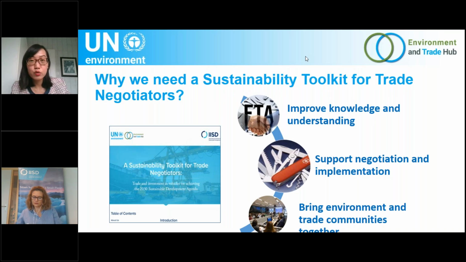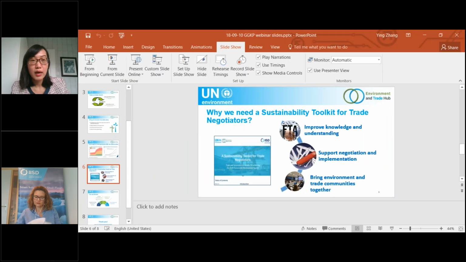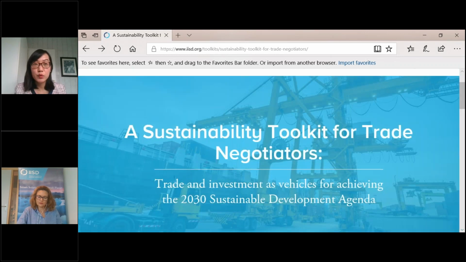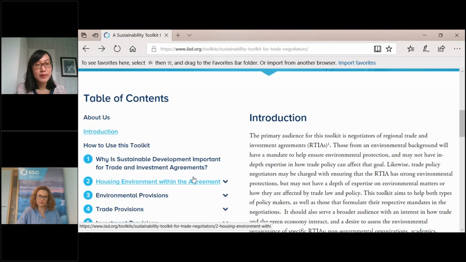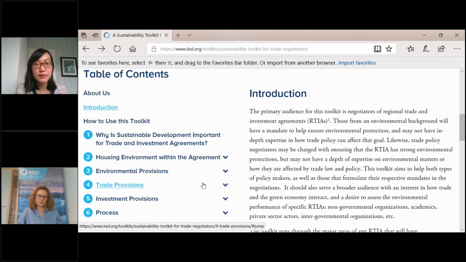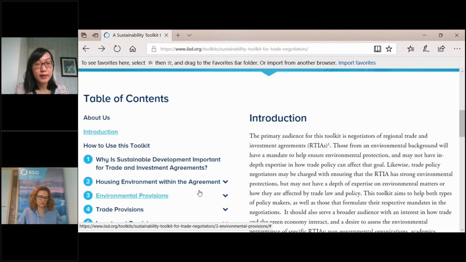Next, I'm just going to quickly take you through this toolkit. So if you can see now, this is the website of the toolkit. And on your left-hand side, you can see the table of contents, which can serve as a navigation tool to show you the different sections we're looking at in this toolkit. So we start with the question, why is sustainable development important to agreements?